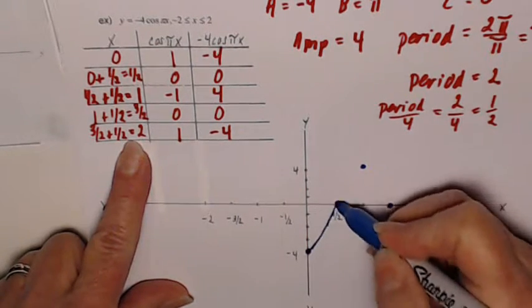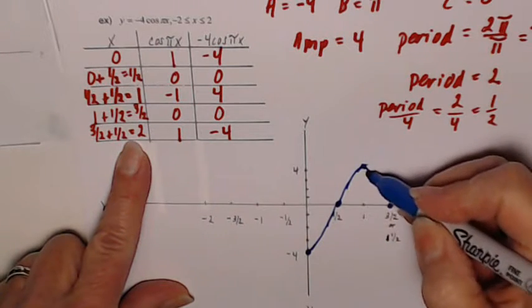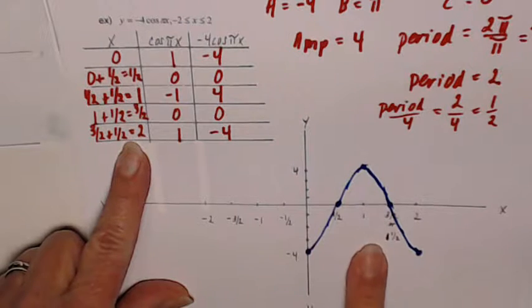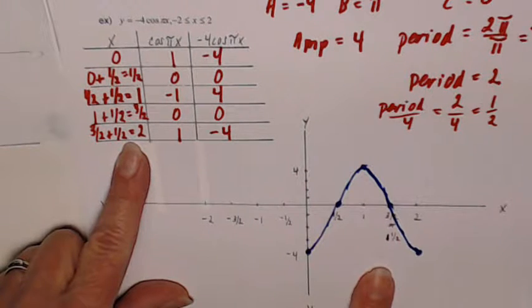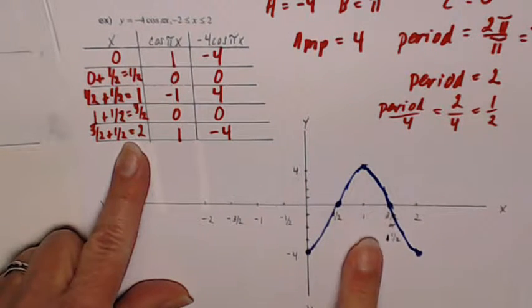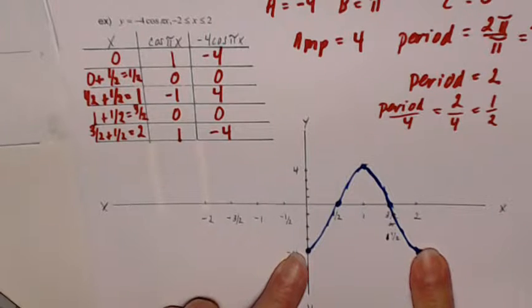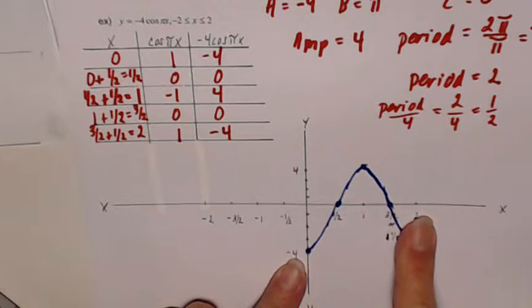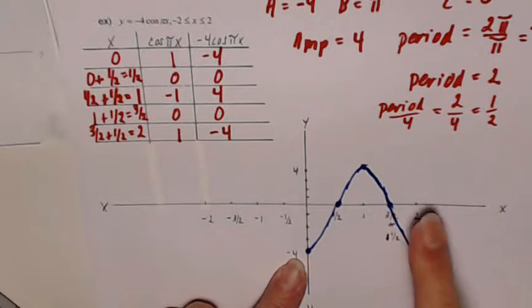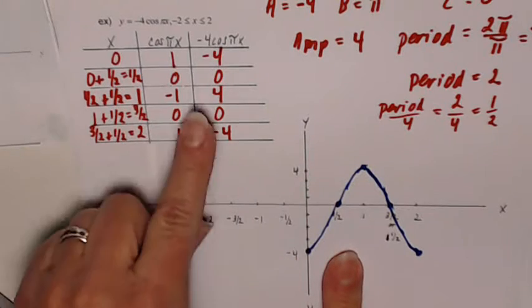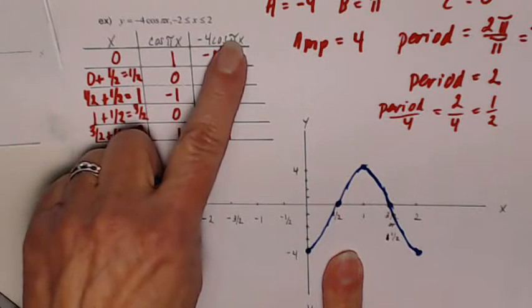When we connect these, we can see that we have cosine flipped over. Now, this is one period here. We can see one complete period, and it takes place from 0 to 2, which is what our period is. Our period is 2. However, in this example, we were asked to graph this between -2 and 2.